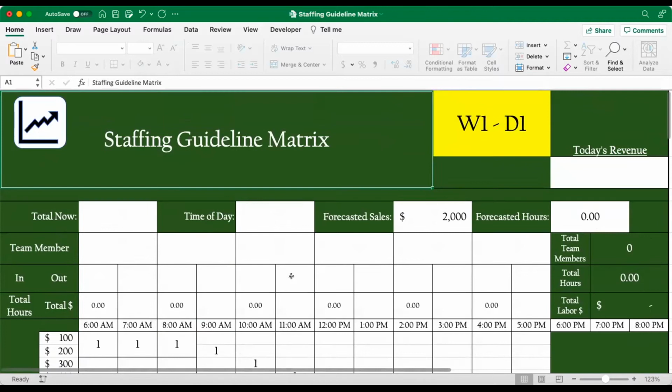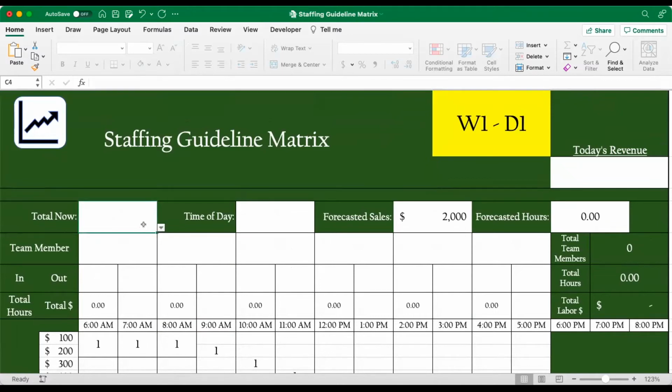All right. So having said that, let's say hypothetically, throughout the day, you're at $1,300 at about 2 o'clock in the afternoon.